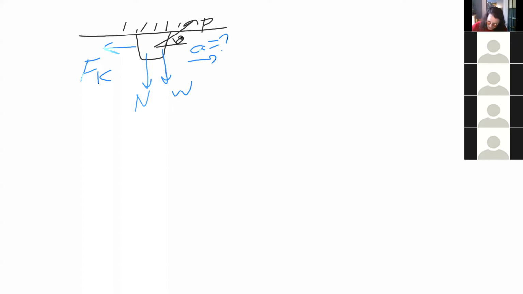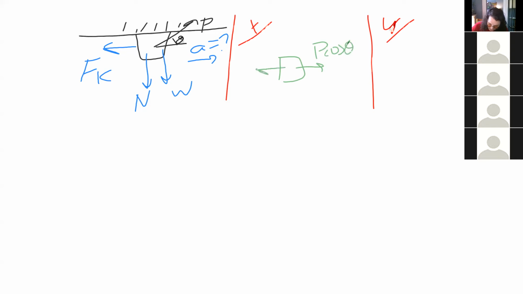Let's go ahead and do our two different sides, so the x and the y. For the x, we have the x component of the P force. So that will be P cosine theta. And then we have the force of kinetic friction. Also, most importantly, this is where our acceleration is. In case anyone missed that, that's a k right there.